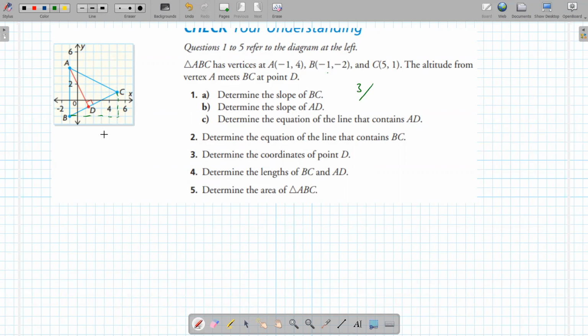And what's the run from B to C? From B, 6. So the slope is gonna be 1/2 or 3/6 from B to C. Pretty straightforward. 1/2. Part B, determine the slope of AD.